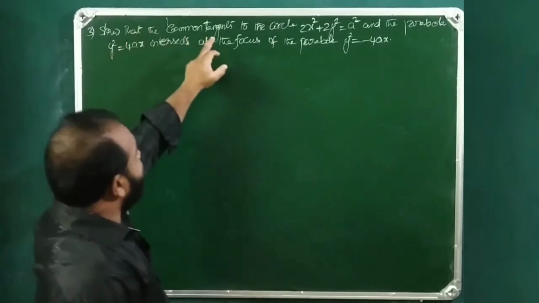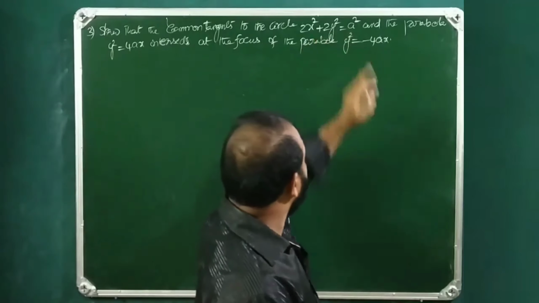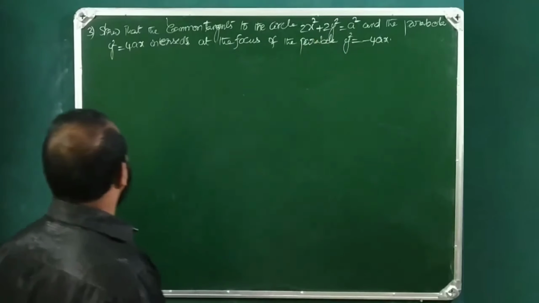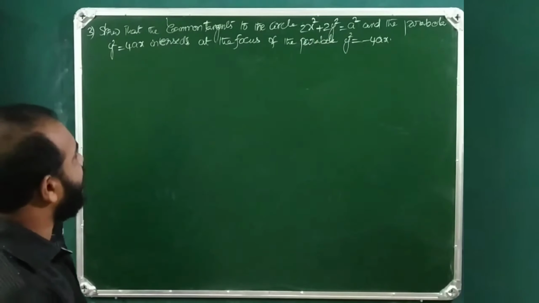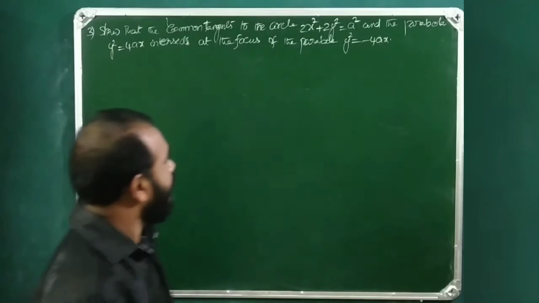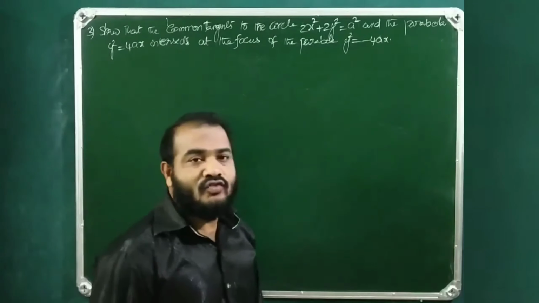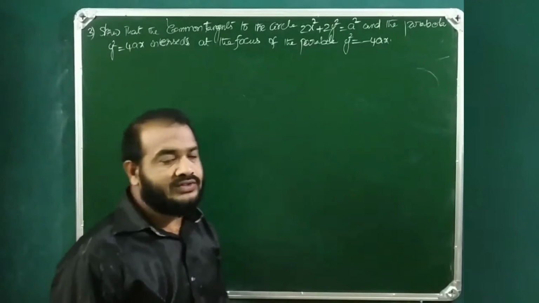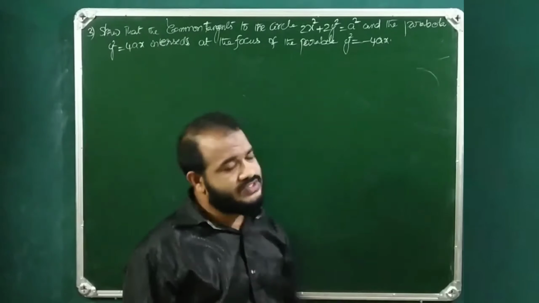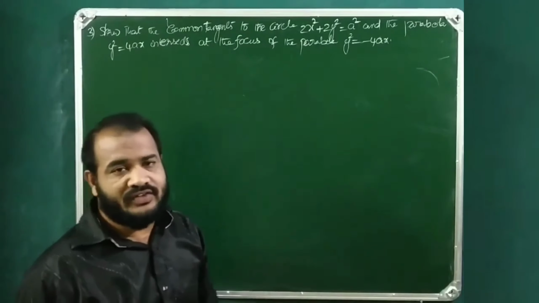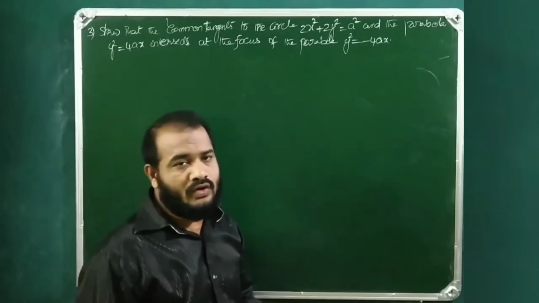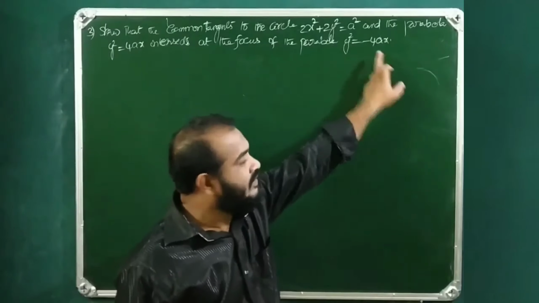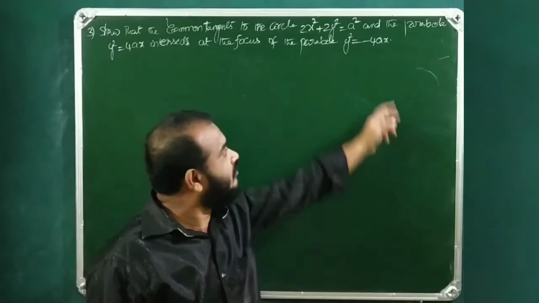Show that the common tangents to the circle 2x square plus 2y square equals a square and the parabola y square equals 4ax intersect at the focus of the parabola y square equals minus 4ax. So what is the focus of this parabola? Minus a comma 0. So the point of intersection of the tangents, if we solve, we should get minus a comma 0, which is the focus of this parabola.